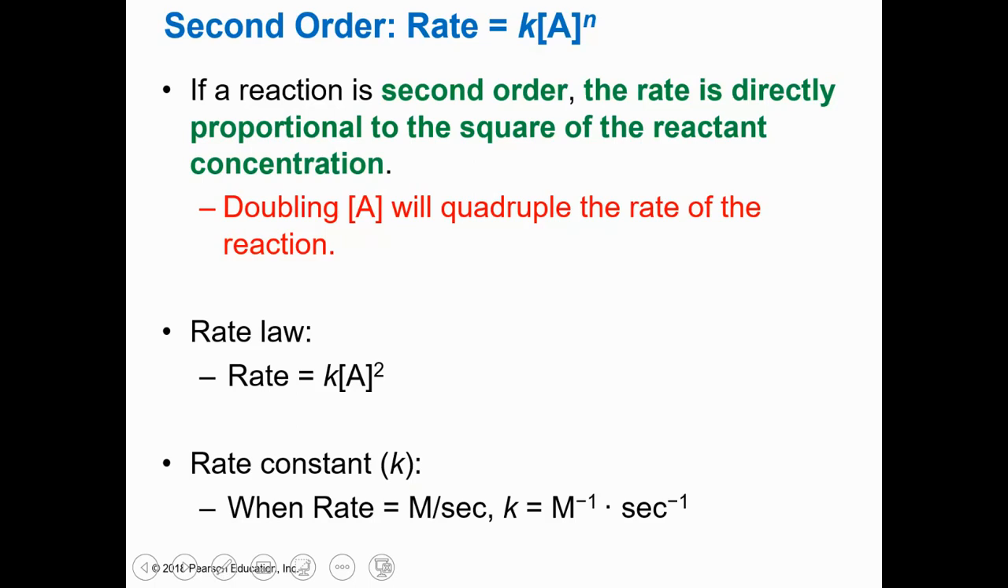For second order reactions, that means that I'm squaring the concentration. So when I double A, it's going to square it, which means it'll quadruple the rate. Okay, again, the rate unit is the same, but the unit here is a little different.